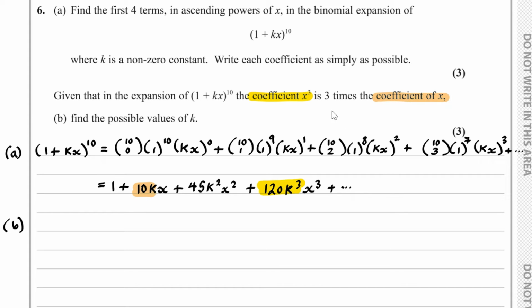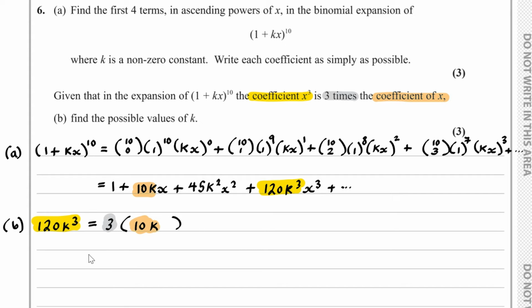And we see here that this is 3 times the coefficient of this. So we have 120k cubed, which is the coefficient of x cubed. That's equal to 3 times the coefficient of x. The coefficient of x is 10k. So here, that's the coefficient of x, and we multiply this by 3.